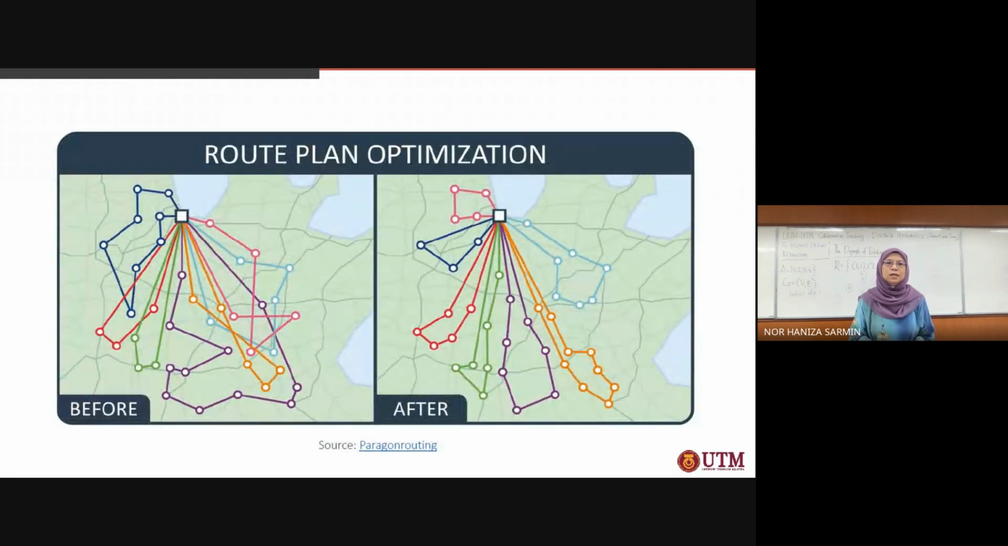Now when we drive, maybe you are still young or you already have a driver's license. If you drive, you use Waze, right? Waze or Google Maps. They use graph theory.